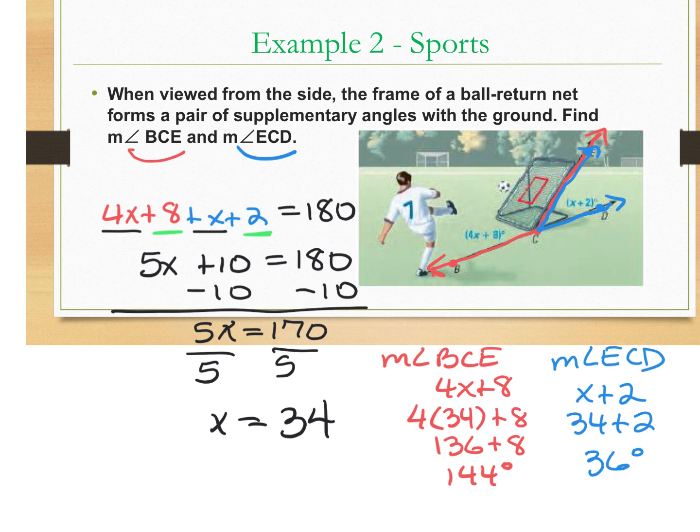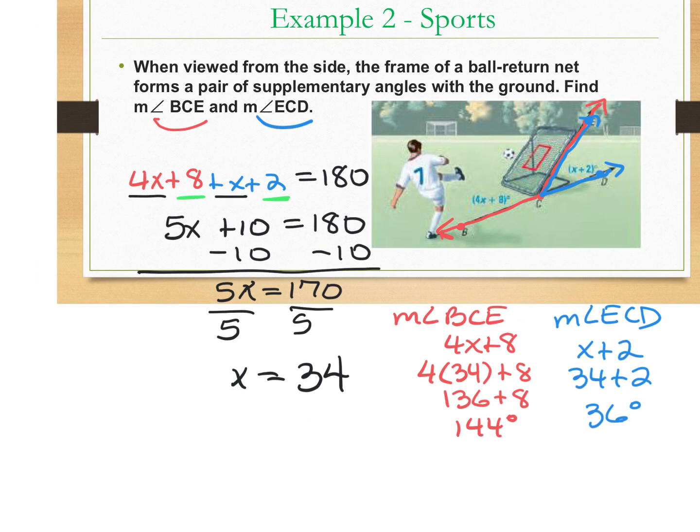Now, technically, because these were supplements, once I found the first angle, the BCE, the red one, I could have just subtracted that from 180, and that would have given me the blue angle as well. But again, different ways to double check your answers. Again, these two added together need to equal 180. If they do not, you've done something wrong, and you need to go back and check your work. They do equal 180 when I add them, so I did the problem correctly. So my answers are 144 and 36.